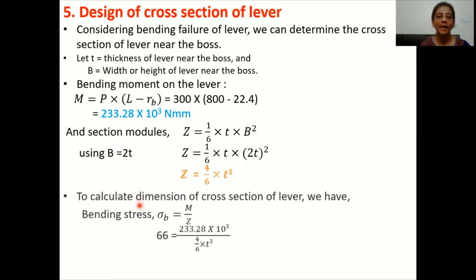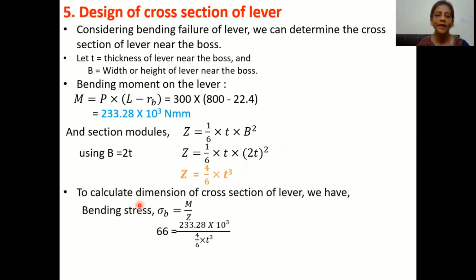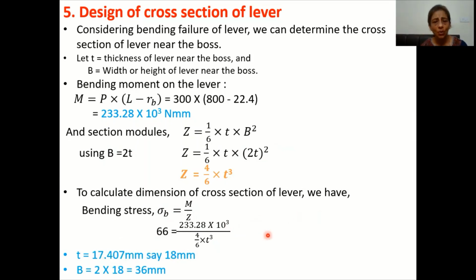Now we will be using a bending stress equation for a bending failure of the lever. Sigma B is equal to M upon Z. Substitute values of tensile bending stress, bending moment, and Z is equal to 4 by 6 T cube. The only unknown in this equation is thickness of the lever, and we will be able to find thickness of lever as 17.407 mm, say 18 mm. So breadth is 2 times thickness, so we will get breadth is equal to 36 mm.